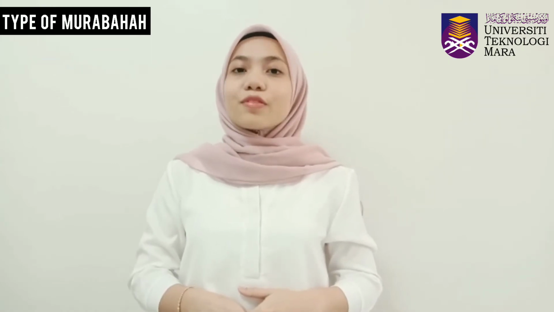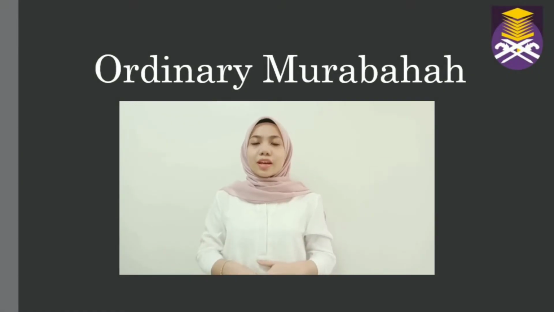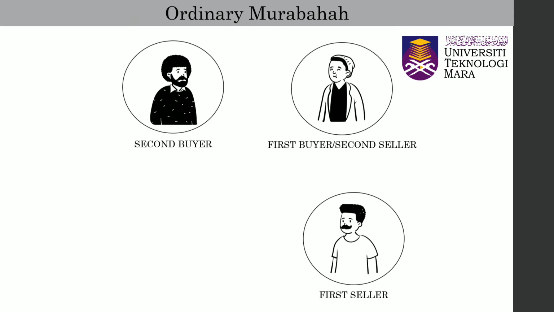There are two types of murabahah that apply in Islamic finance. The first one is ordinary murabahah, a contract whereby a seller buys an asset without relying on any promise to purchase or to sell, or without a purchase undertaking or sell undertaking. Ordinary murabahah includes the first seller, the first buyer or second seller, and the second buyer.